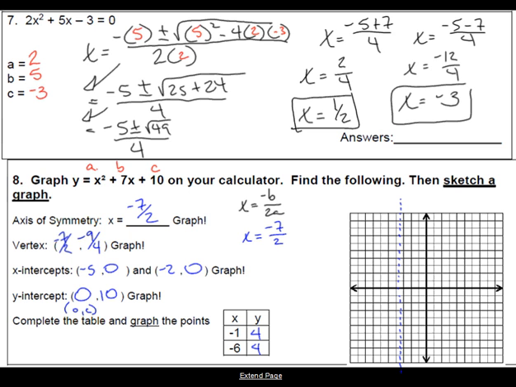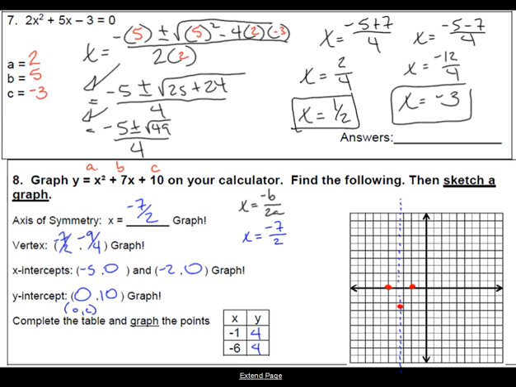So I'm going to go through. My vertex is going to be on my axis of symmetry, and it's going to be down 2 1/4. So it's about right here. Next, I'm going to plug in my intercepts. My x-intercepts are at negative 5, 0. So this is 3, 4, 5 right here. And it's negative 2, 0.